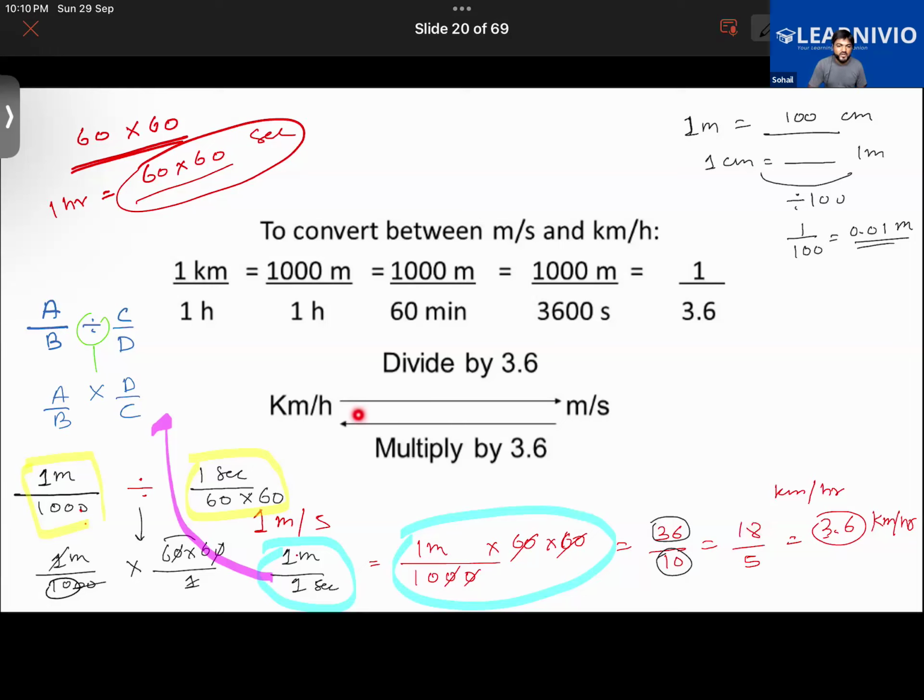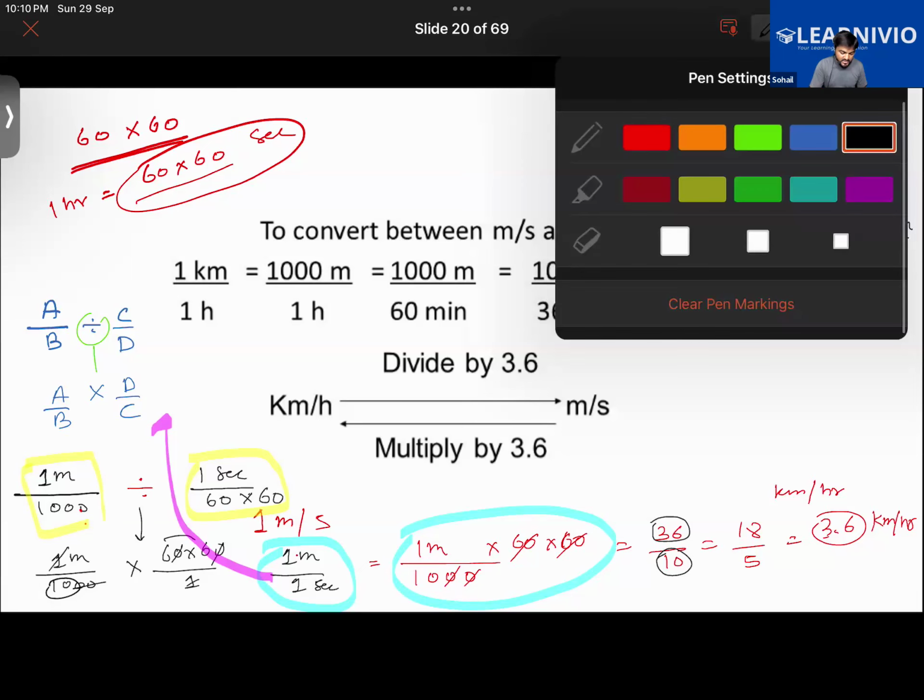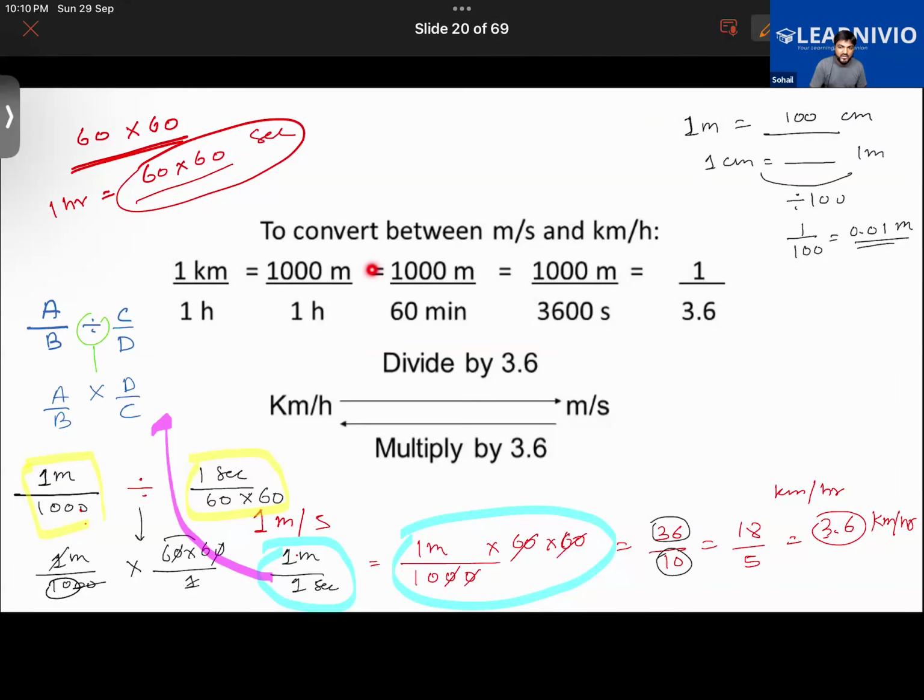But to convert from kilometer per hour to meter per second, as we have learned earlier, you have to divide by 3.6. Now I would like all of you to write down this thing in your notebook, in your copies, so that you will be able to revise it. That is the useful thing here. Let me just put it on charge. Do let me know once you are done.